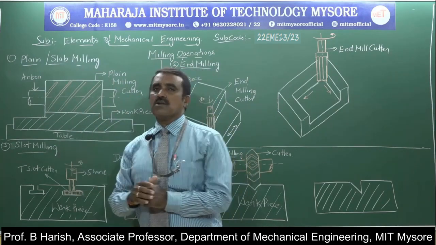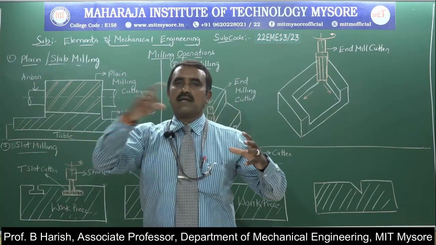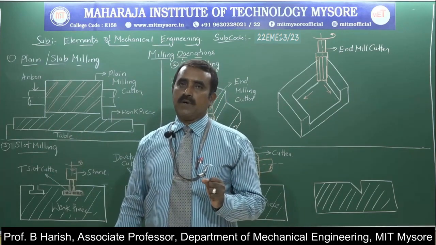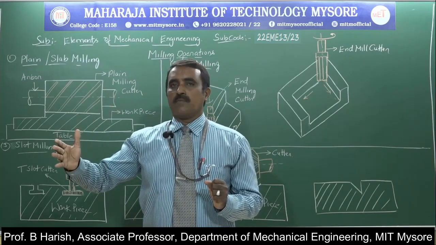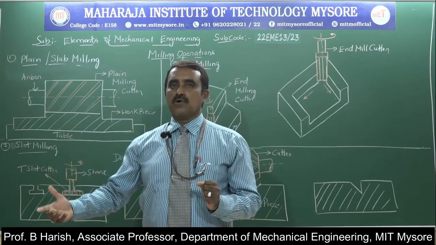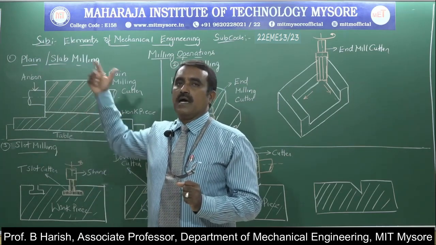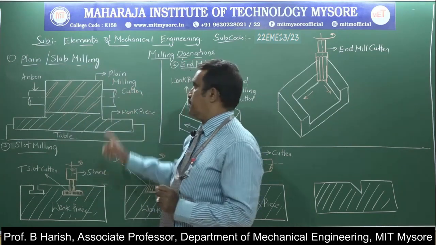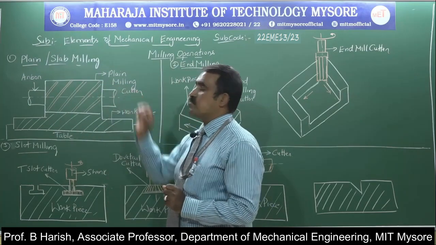In case of horizontal milling machine, we will be having an arbor. On the center of the arbor the tool is fixed, and one end of the arbor is connected to a spindle. The motion is transferred from the spindle to the arbor, which rotates, and in turn the tool also rotates. So this is the plain milling cutter. So what is plain milling?